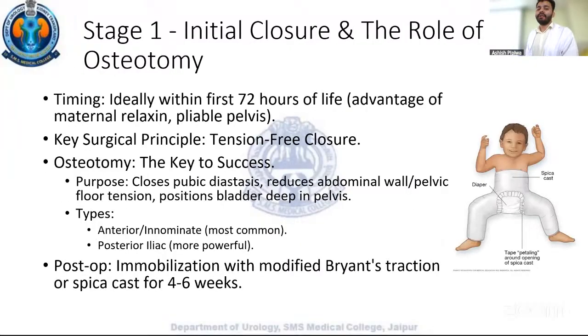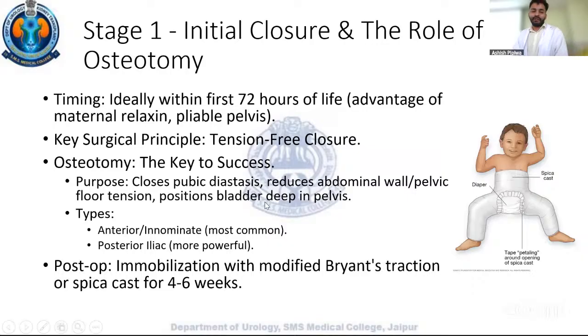So stage one is initial closure. It is ideally done in the first 72 hours of life because there is the advantage of maternal relaxin, and due to this the pelvis is pliable. So the surgical principle is that we have to do a tension-free closure, and osteotomy is done, which closes the pubic diastasis, reduces abdominal wall and pelvic floor tension, and positions the bladder back deep into the pelvis.